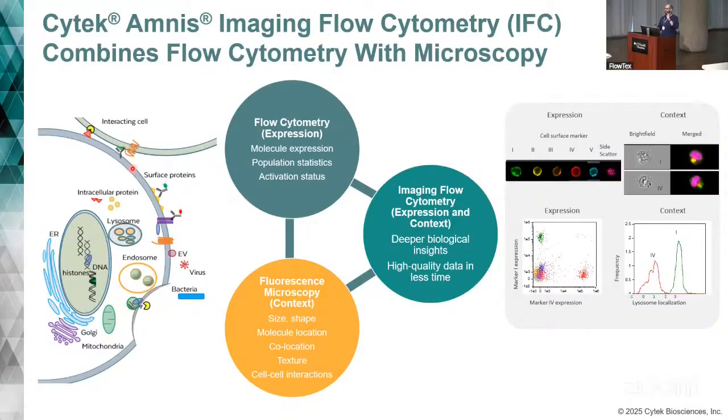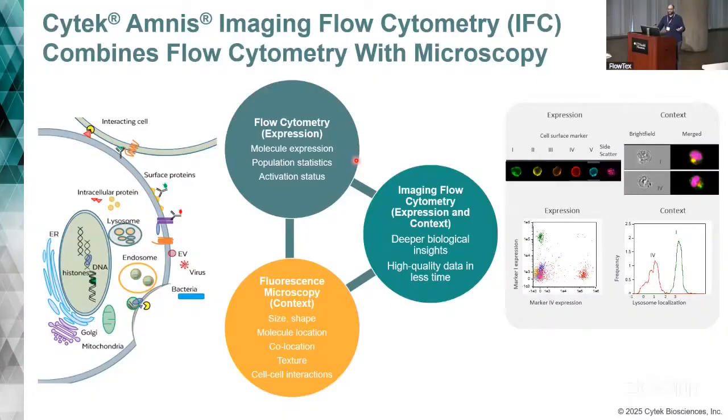Sometimes you want to know the tiny things, maybe EVs, exosomes, all that stuff. But in the end, we're trying to understand how our biology is working, how cells are interacting with each other, how things are interacting with those cells, maybe where things are within those cells, expression. And for flow, we're usually using that because we want to know molecule expression, population statistics. How is that fluorescence, that marker, changing and shifting within these populations?